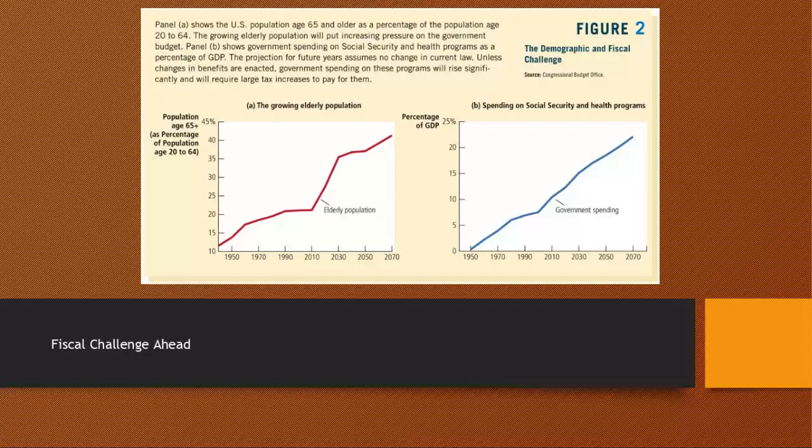There's some problems ahead for the United States. We have a fiscal challenge coming up, and that fiscal challenge, look at this. Notice that healthcare and income security were the two highest big paycheck items of the United States. Look at how the elderly population as a percentage of the US overall population has skyrocketed in recent years. Notice that spending on Social Security and health programs have stayed relatively constant.